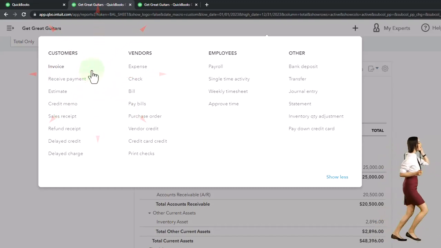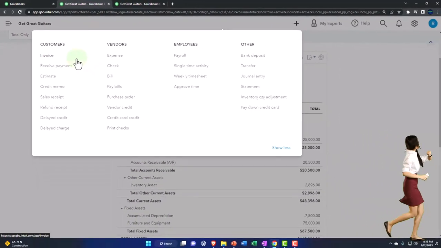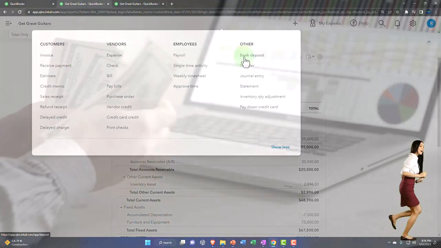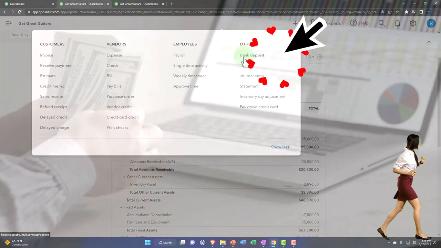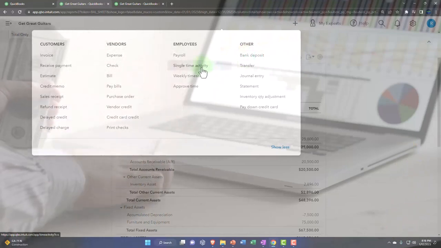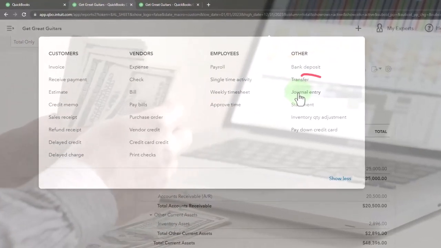The next question is, is cash affected? If cash is affected, then we can use the cash related forms. In this case, cash is going up, so I could use a deposit form or go to the register. If cash isn't affected and there's no other form to use, then I'll use the journal entry.